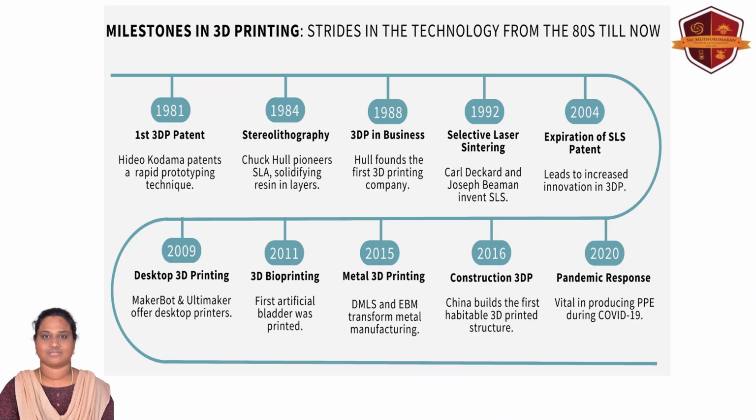In the year 2016, China constructed the first habitable 3D printed building and demonstrated large scale printing using concrete materials. This reduced construction time, cost, and waste. In the year 2020, during COVID 19, 3D printing was used to produce PPE kits, face shields, and ventilator parts. It showed the importance of rapid, decentralized manufacturing.